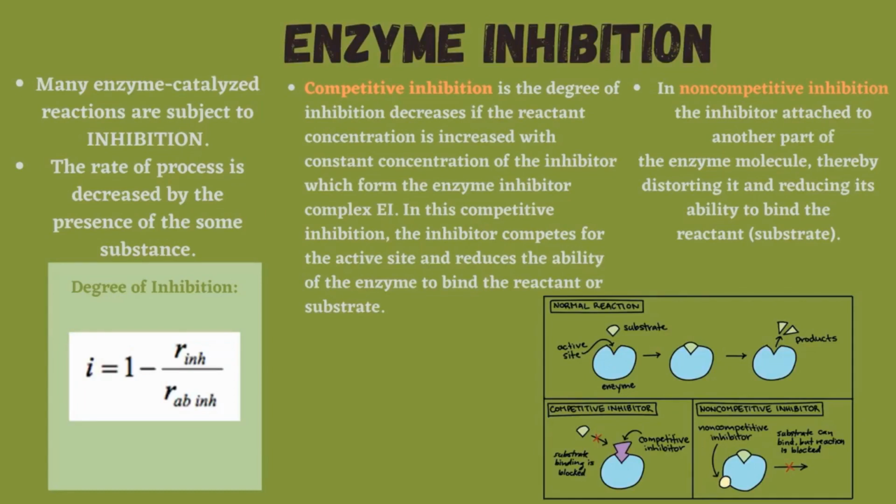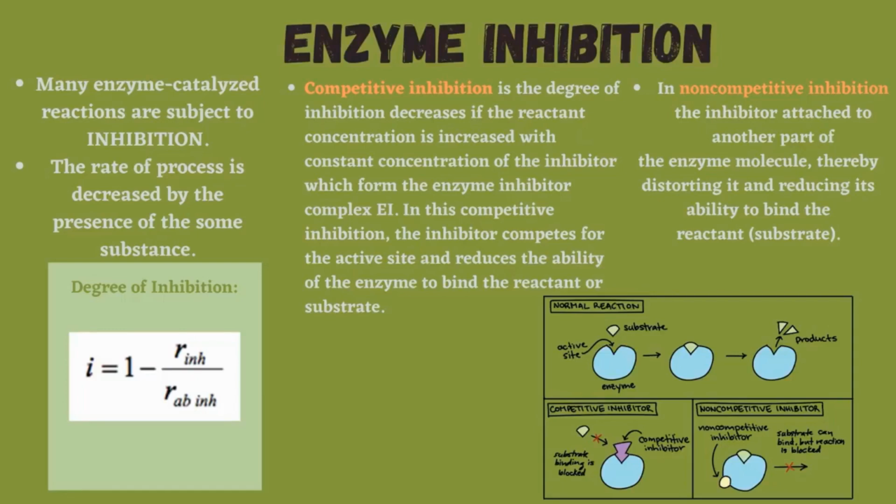For competitive inhibition, the substrate and inhibitor compete for the enzyme active site, so they must be structurally similar. The effect of a competitive inhibitor is like decreasing the concentration of substrate. Since enzyme-inhibitor binding is reversible, it can be overcome by increasing the concentration of substrate.